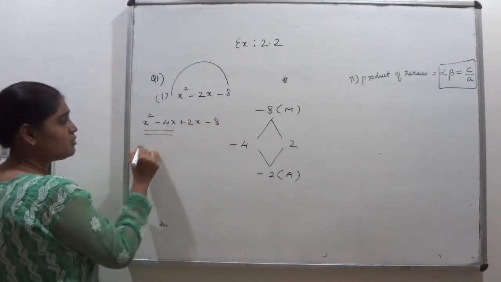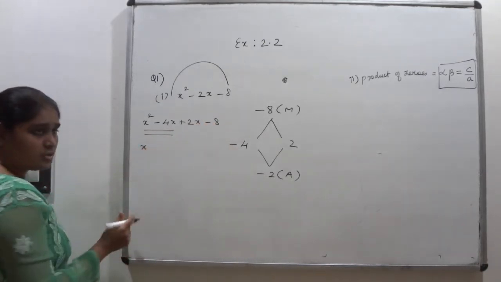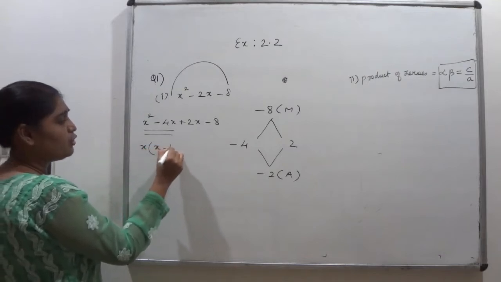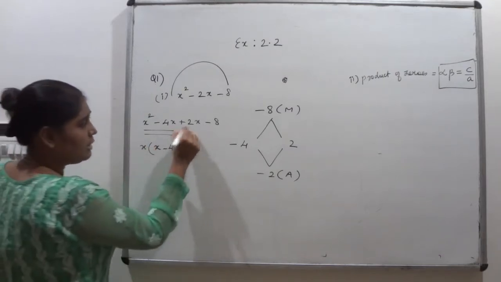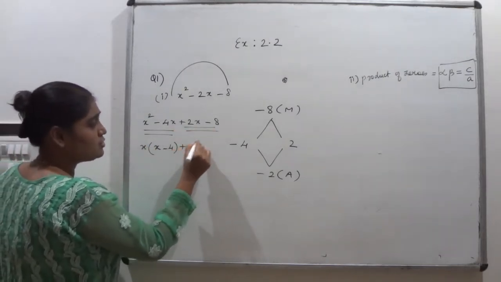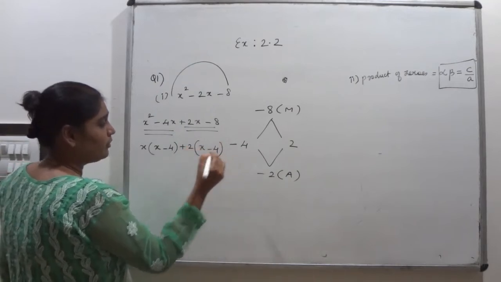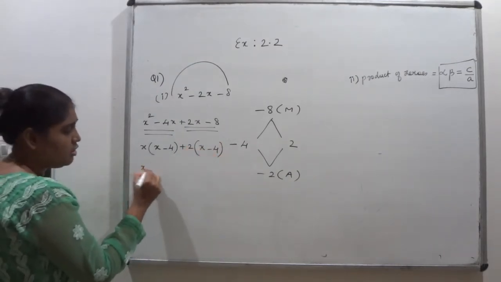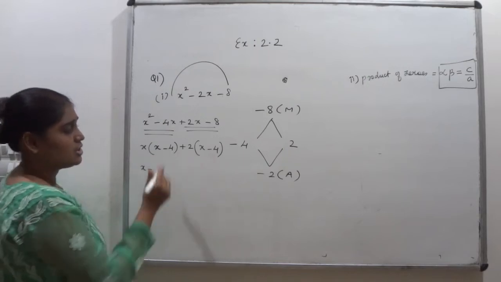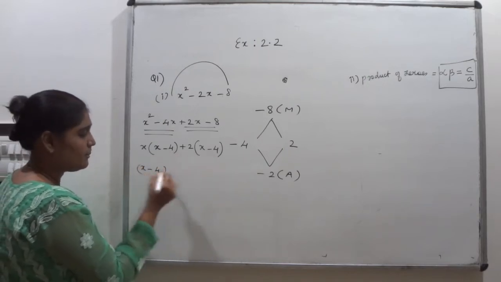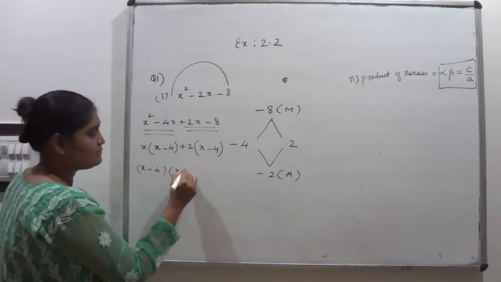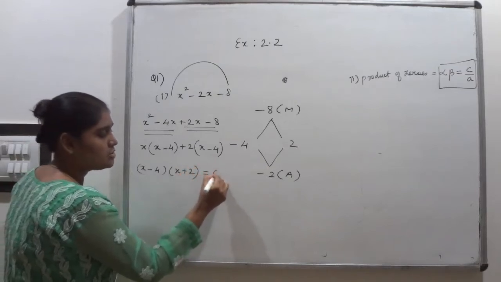In these two terms, what is common? x is common, so take it out. x minus 4 will remain. From these two terms, what is common? Plus 2, so take it out. x minus 4. What is the common factor here in this equation? x minus 4, so take it out. What is the rest factor? That is x plus 2 equal to 0.